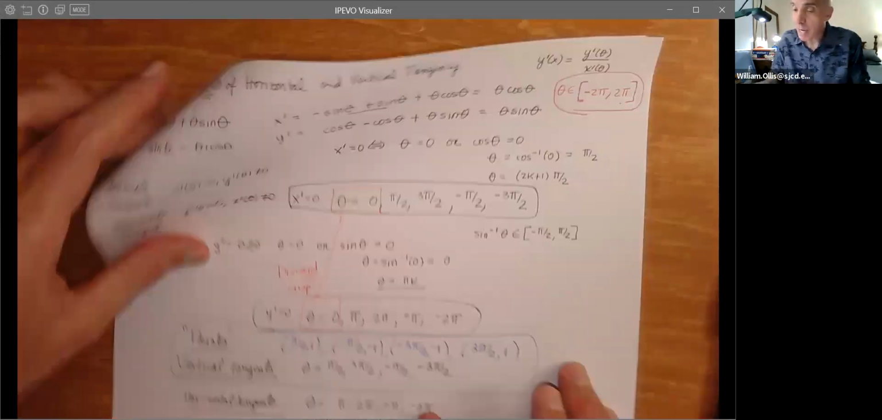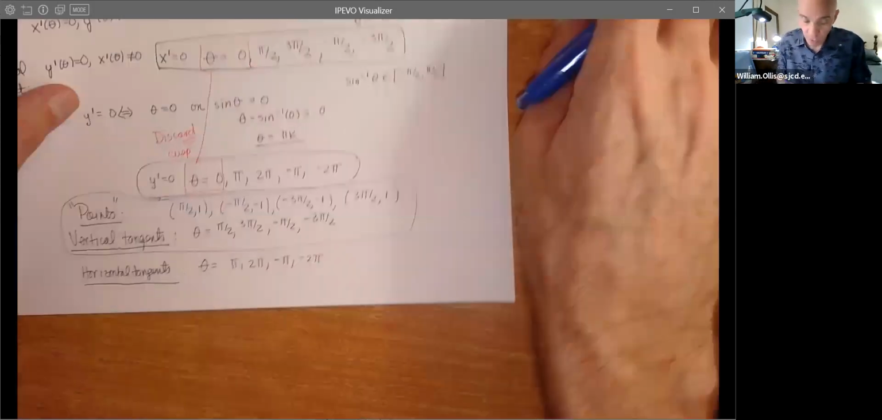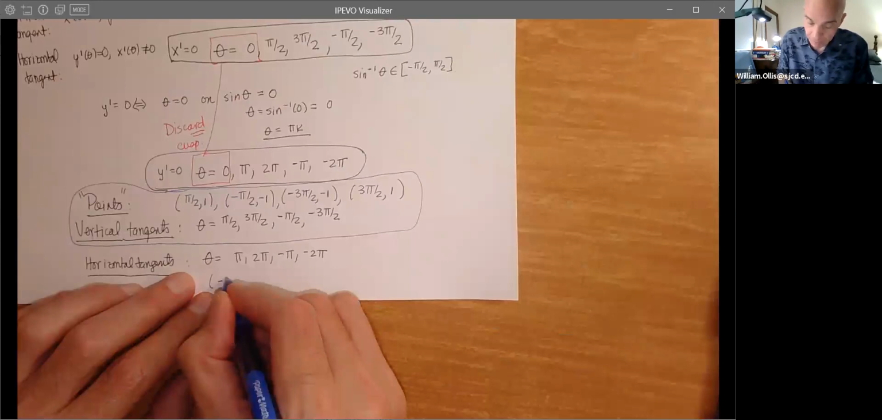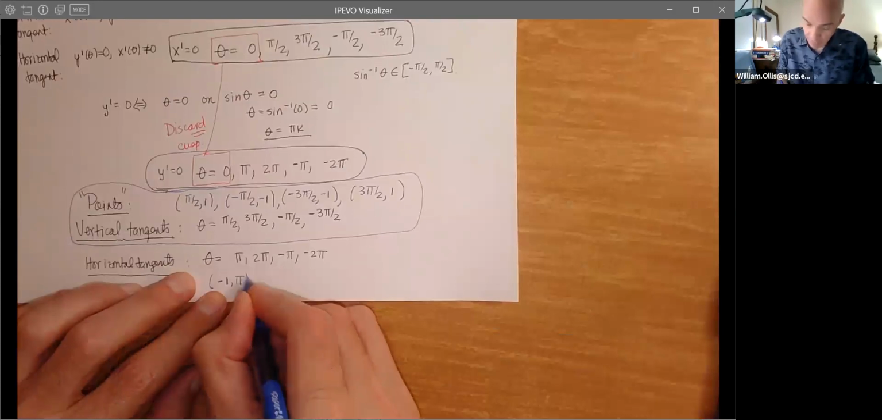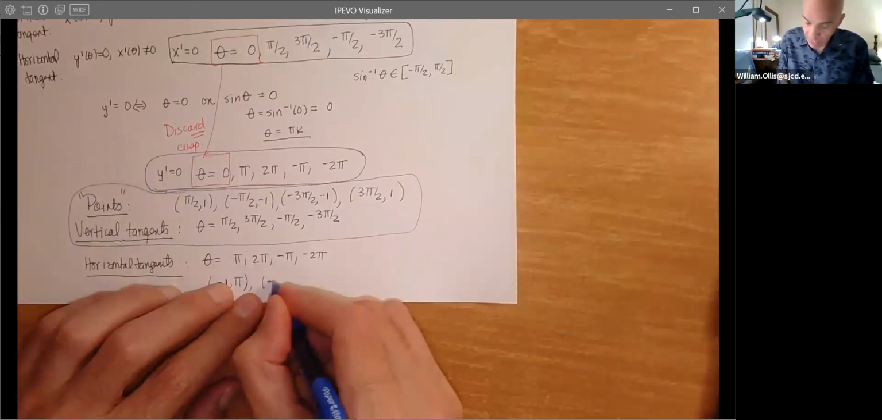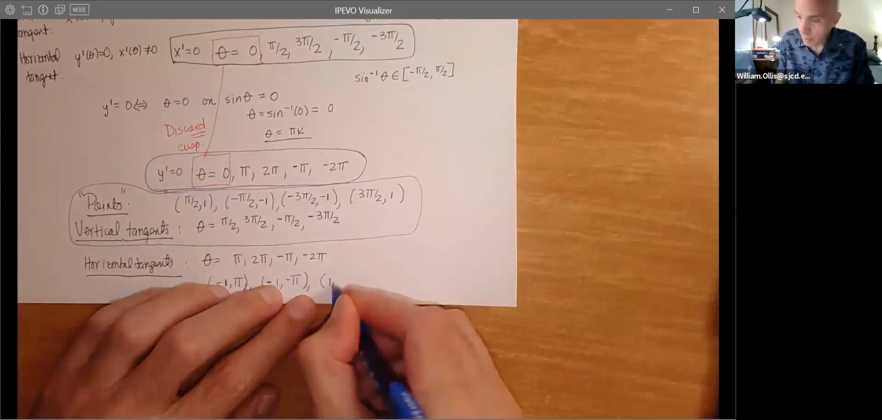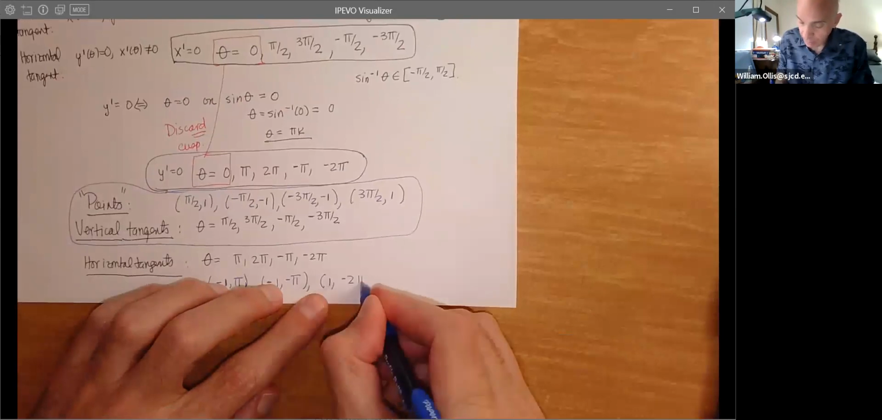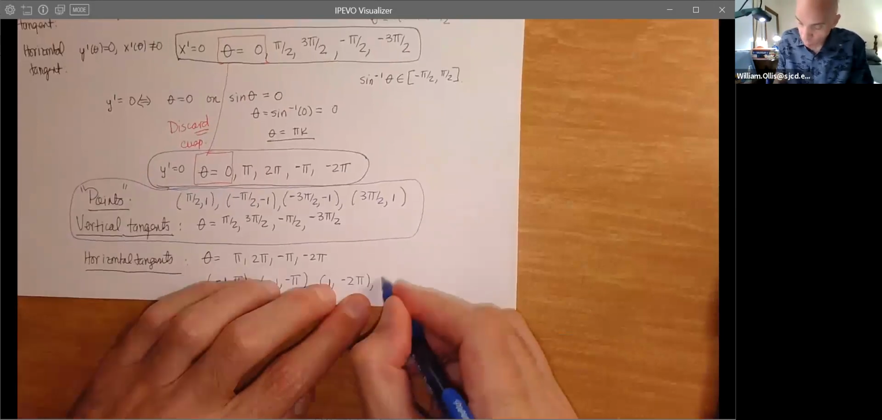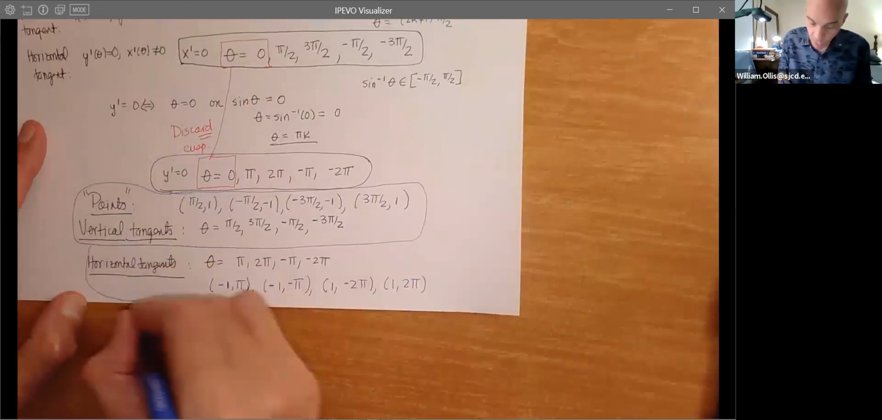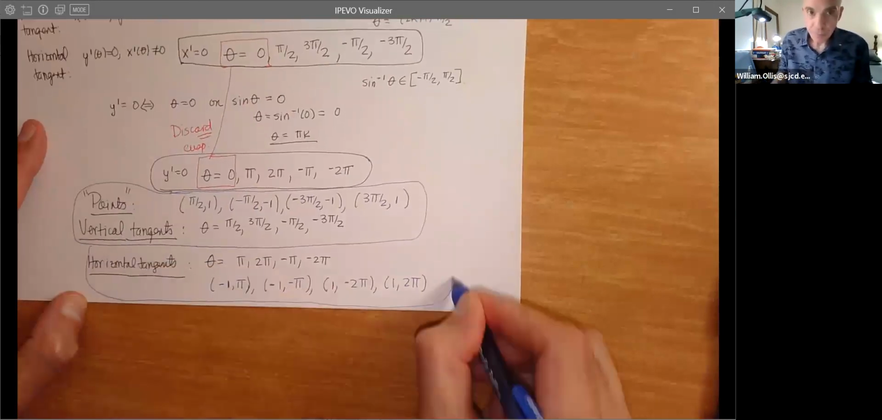And so I wrote them down here for the other one, just computed them for the horizontals. You'll get negative 1 pi, negative 1, negative pi, 1, negative 2 pi, and 1, 2 pi. Just if you were interested in the actual Cartesian point.